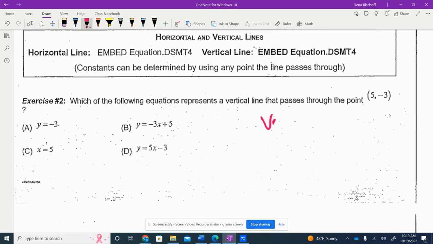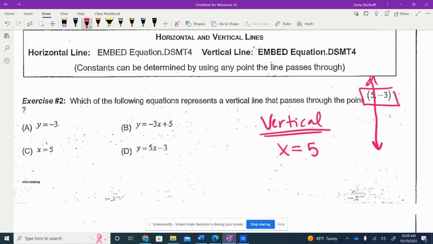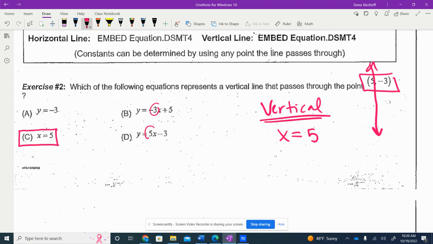So let's talk about vertical lines. Remember that a vertical line is the equation x equals, and if it's passing through the point 5, negative 3, that means that it's got to be vertical through the x value, through the 5. So the only equation that is x equals 5 is right there. These are slope equations, so this one has a slope of 5. This graph right here has a slope of negative 3, and this one is a horizontal line.